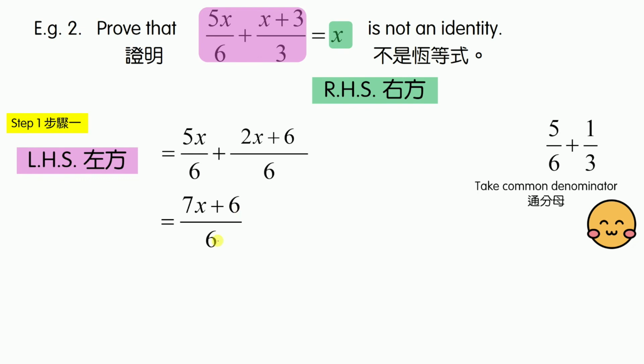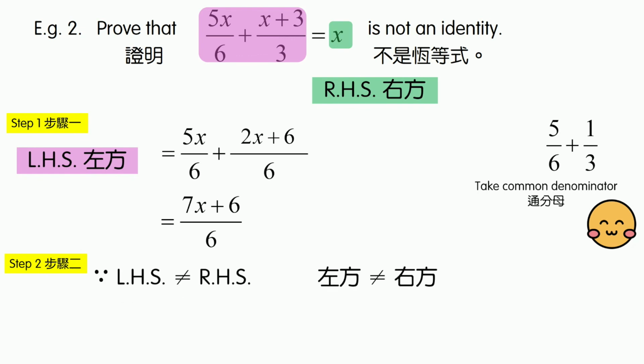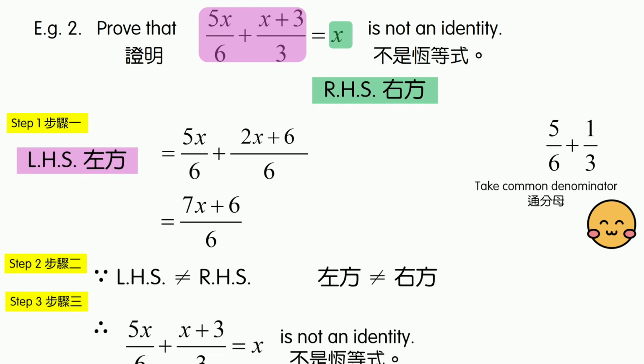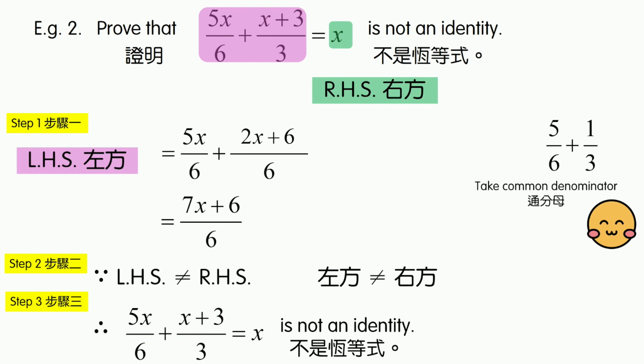Remember, do not do any simplification with a 6 in the bottom and a 6 on top. You cannot do this unless the sign in the middle is a multiplication. This is a plus sign, so we cannot do any simplification. 7x plus 6 over 6 is already the most simplified form. Very clearly, you can see that this is very different from the x on the right-hand side. Therefore, we can prove that since the left-hand side is not equal to the right-hand side, this equation is not an identity. That's the end of today's video.